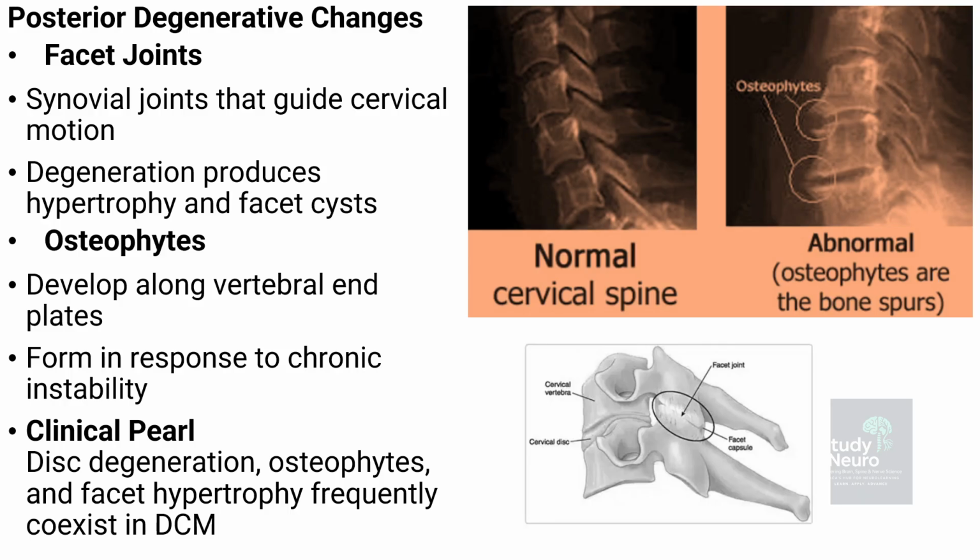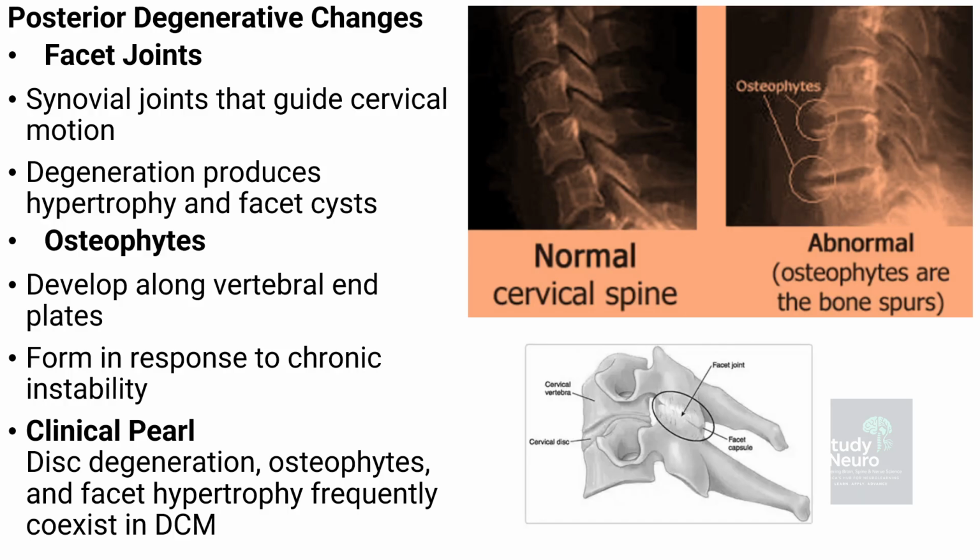The facet joints are synovial joints located at the back of the cervical spine, and they help guide neck movement while maintaining spinal stability during motion. These joints are important. As degeneration progresses, the facet joints may enlarge because of hypertrophy, and in some cases, facet cysts can also develop, further reducing the available space within the spinal canal.